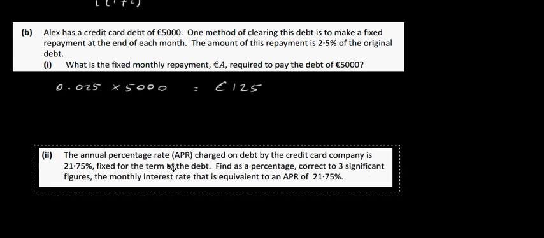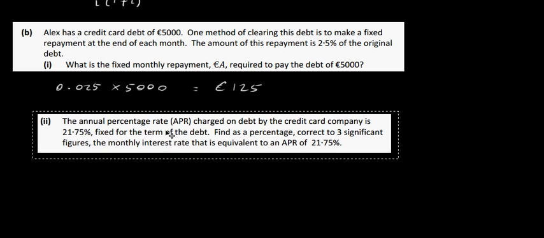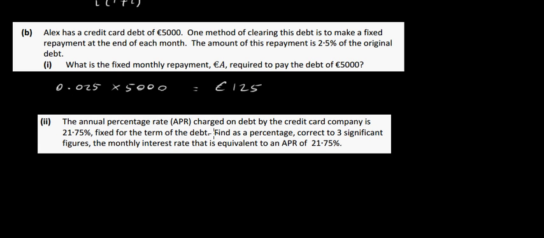Okay, so this is the annual percentage rate, the APR. We talk about APR when we talk about loans. The APR charged on debt by the credit card company is 21.75%, fixed for the term of the debt. Find, as a percentage corrected to 3 significant figures, the monthly interest rate that is equivalent to an APR of 21.75%.